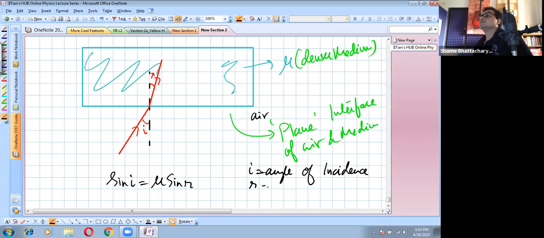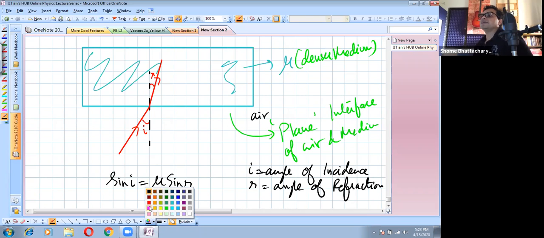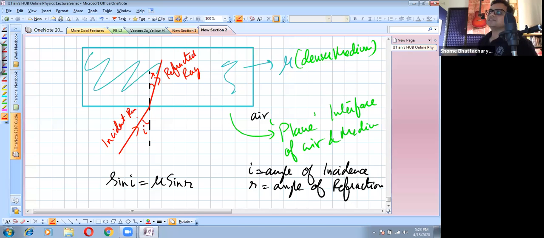And r is called the angle of refraction, because this particular ray here is now called the refracted ray, or sometimes we also call it the transmitted ray, whereas this is the incident ray. So the incident ray bends towards the normal when it goes into a denser medium.